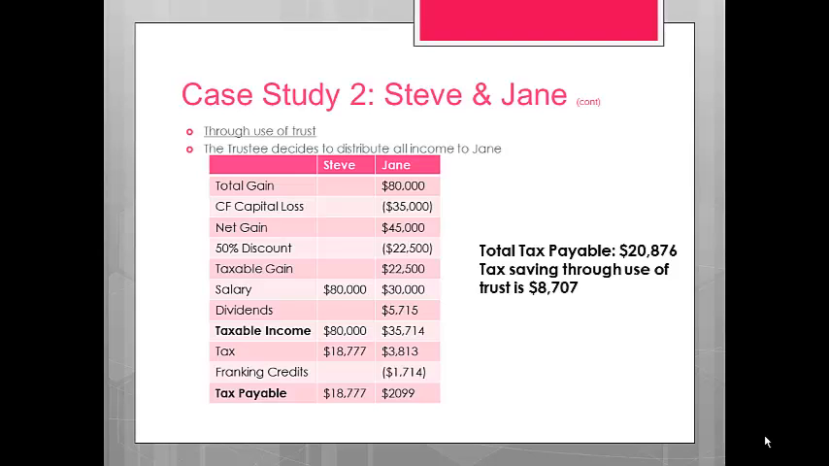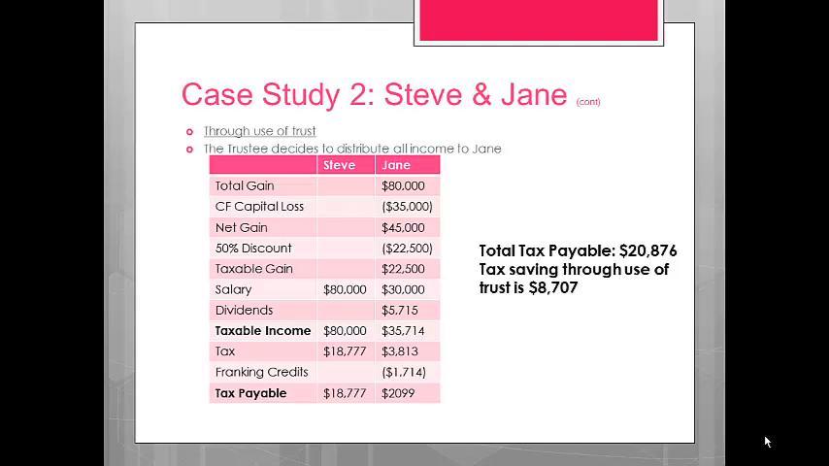So in that case, Jane would get the total capital gain of $80,000. She'd reduce that by her carried forward capital losses, and she'd get a net gain of $45,000. She'd then apply the 50% discount to get a taxable gain of $22,500. Then add on their salaries, all the dividends and franking credits go to Jane.